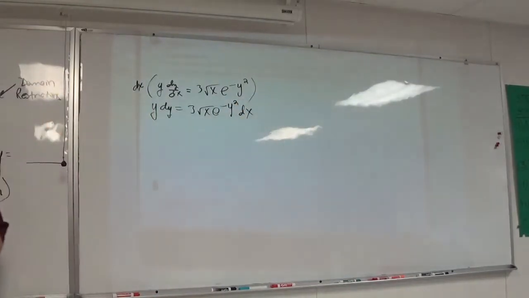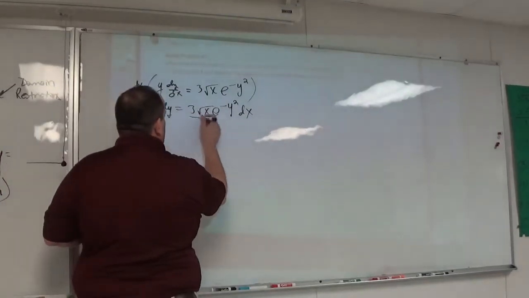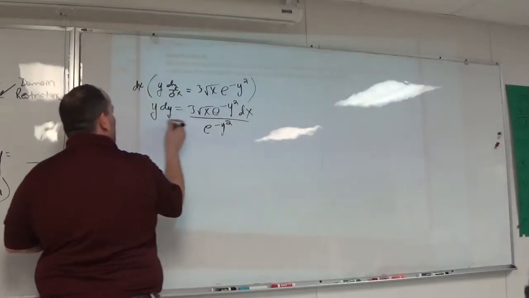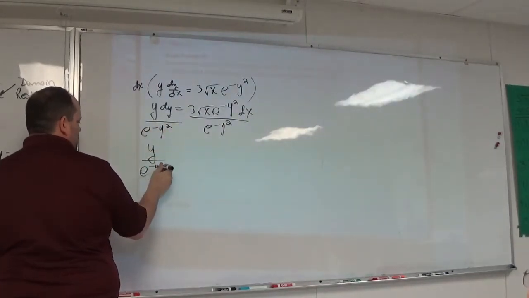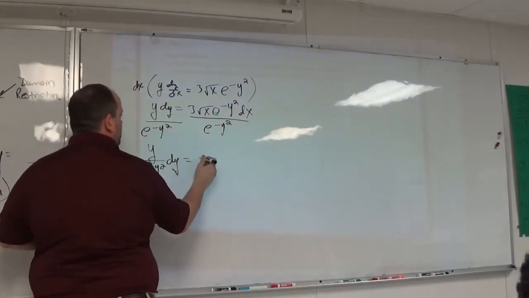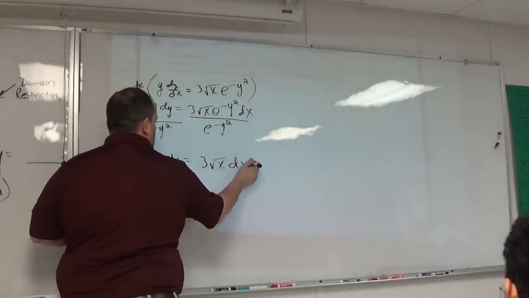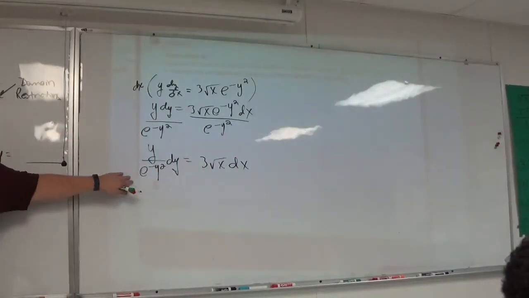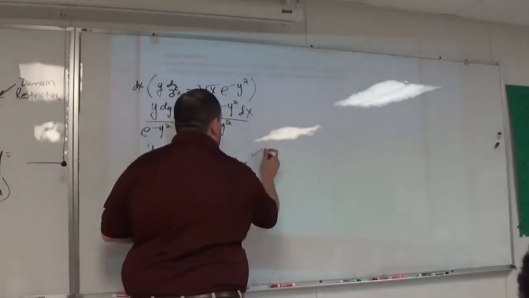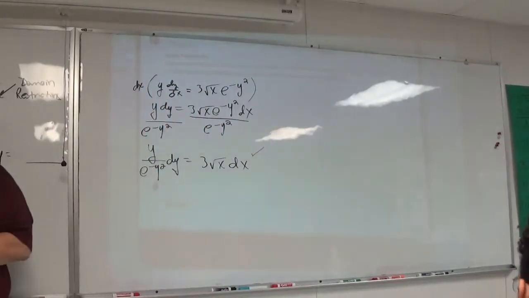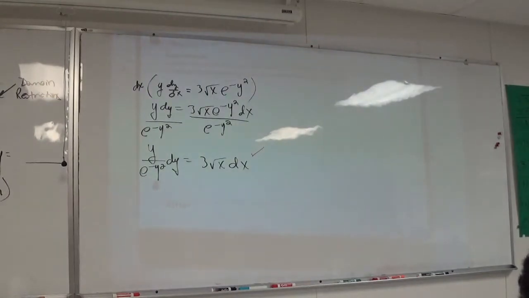And then you're going to divide both sides by e to the negative y squared. So y divided by e to the negative y squared dy equals 3 square roots of x dx. How many of you honestly made it here? All the folks that made it here, you've already earned the first point. You did no calculus. You just did algebra.